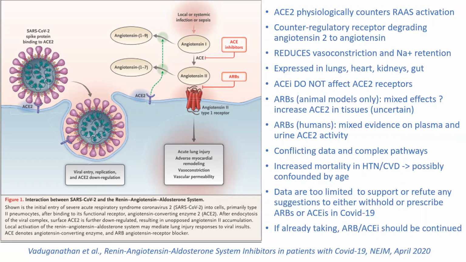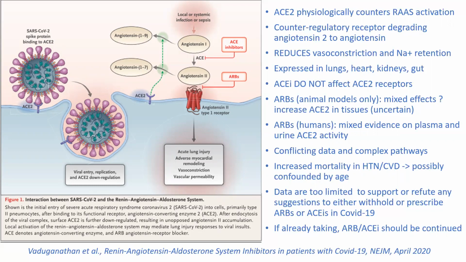Overall, the physiology of this is quite complicated, but ACE2 counters RAAS activation. So it's the counter-regulatory receptor, which degrades angiotensin 2 into angiotensin. Overall, it has the effect of reducing vasoconstriction and sodium retention. And this ACE2 receptor is expressed all over the place, particularly in the lungs, but also in the heart and the kidneys, and in some of the bowel.